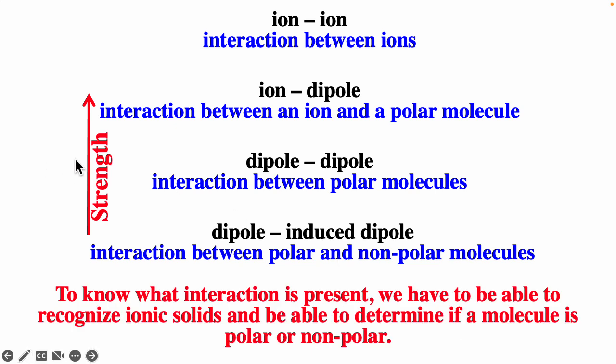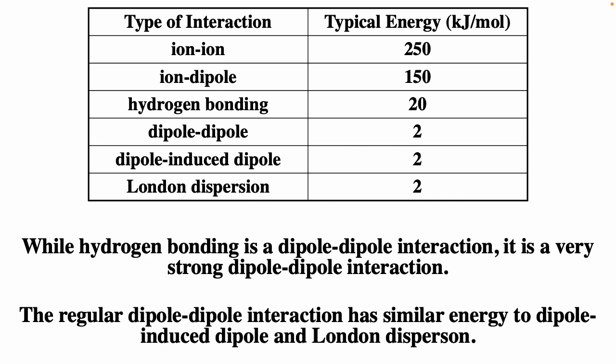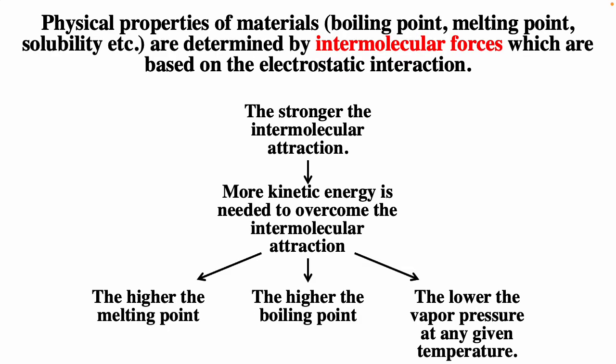And so to understand how strong the interaction is, we have to know what the interaction is. We have to know, is it an ionic solid? Is it a polar molecule? Is it a nonpolar molecule? And so again, a lot of physical properties, melting point, boiling point, vapor pressure, solubility, viscosity, are determined by intermolecular forces. The stronger the intermolecular forces, the more kinetic energy is needed to overcome them. The higher the melting point, the higher the boiling point, and the lower the vapor pressure.